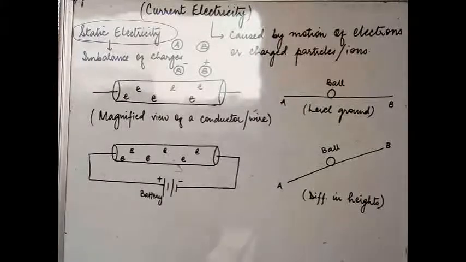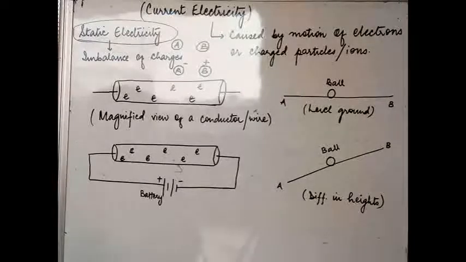Similarly, in the case of solids, you have the motion of electrons. For example, in a wire or a metallic conductor, everybody knows that there are a large number of free electrons. Free electrons are electrons which have a tendency to flow or to move about freely. That motion of electrons in conductors is known as the current. So now we have got a general idea of the word current electricity.